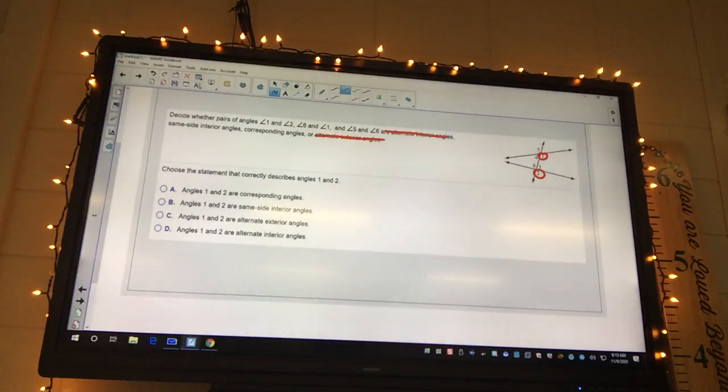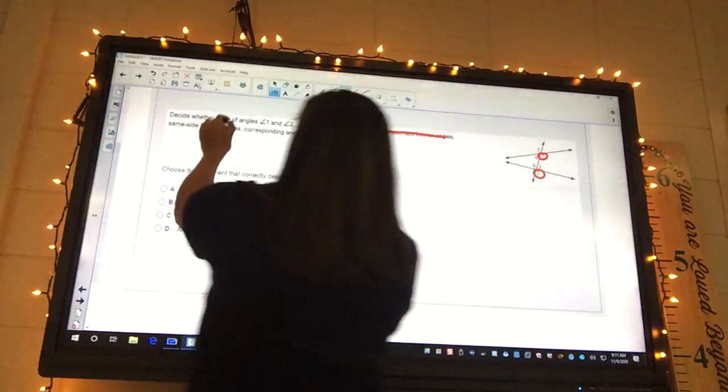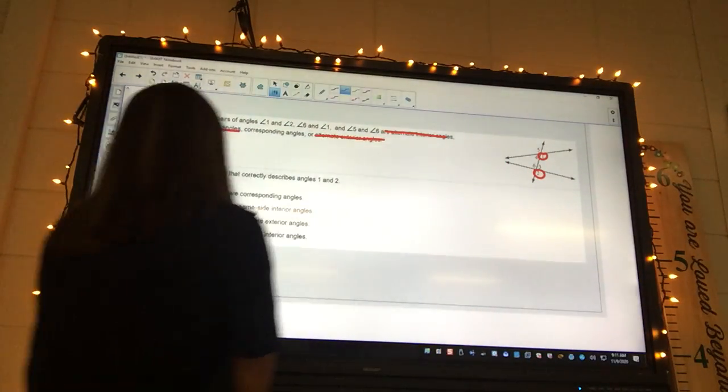Okay, so are they going to be same side interior angles or corresponding angles? Why can't they be same side? Why can't I choose same side? What does same side say? Look at it. It says same side what? Interior angles. So it says same side interior angles. Are those both interior? No, so we can't choose that one. So they gotta be corresponding.